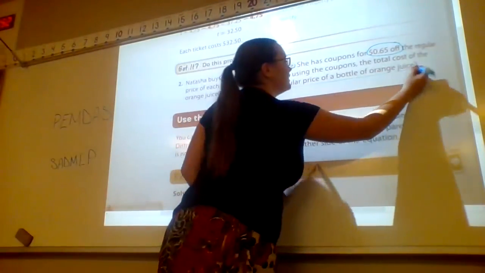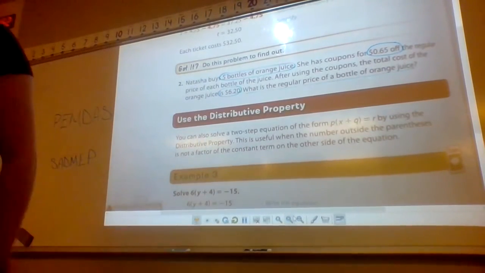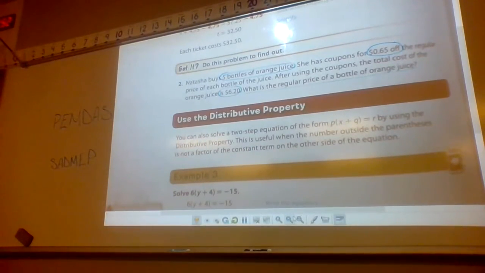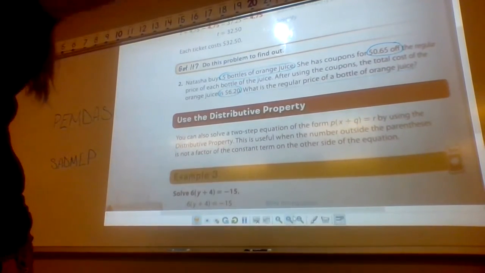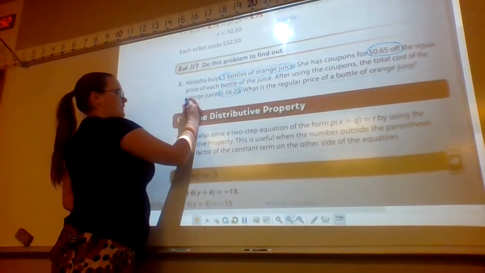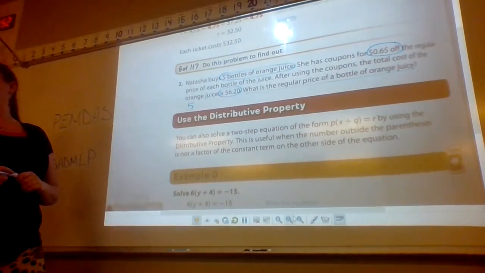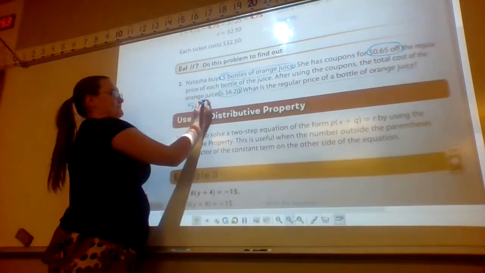Hey guys, you've now just knocked this down to what we did yesterday. What did we do yesterday? We were writing equations, so you look for keywords. So what do we start with? 5 bottles of orange juice. Coupons. So 65 cents off. Please subtract 65 cents.